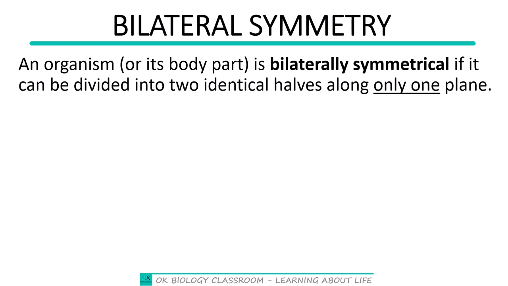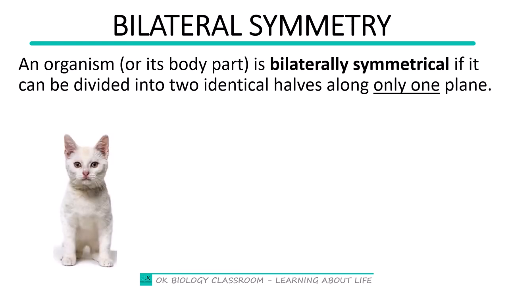So now when we are looking at the organisms that can be divided, or their body parts that can be divided into two identical halves, then we talk about which ones are bilaterally symmetrical and which ones are radially symmetrical. So let's look at this. The definition says that if the organism is bilaterally symmetrical, it means the body can be divided into two identical halves, but the possibility of it is in only one plane. So what are we trying to say?